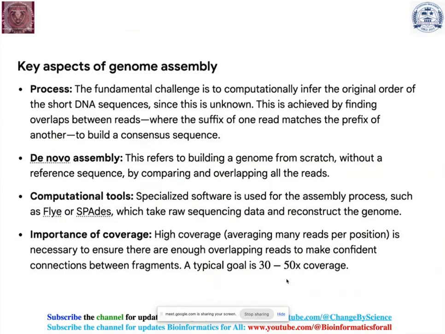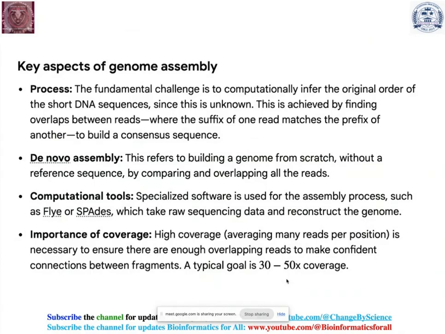This is achieved by finding overlaps between the reads, where the suffix of one read matches the prefix of another, to build a consensus sequence. So, de novo assembly refers to building the genome from scratch without a reference sequence by comparing and overlapping all the reads. Then, of course, comes the most important part: which computational pipeline or software you are going to use. And what is the importance of coverage here?